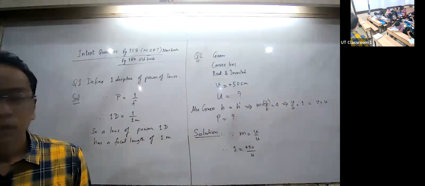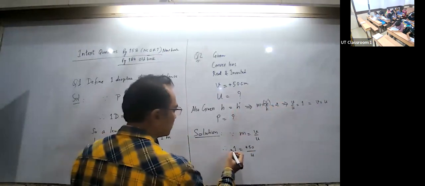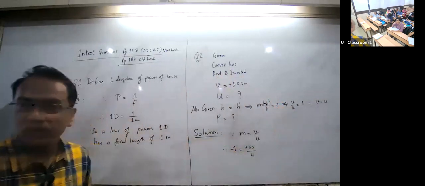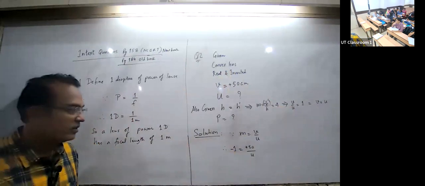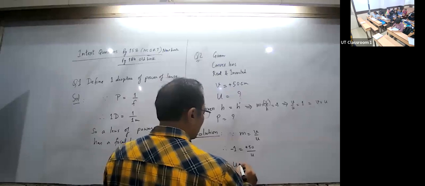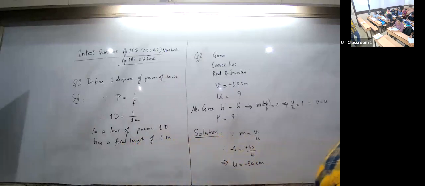Okay? Real and inverted, so m will be negative. Because it is given as real, you have to take the m sign as negative. Okay? So therefore, what do you have? This means u is equal to minus 50 centimeters. This is what we were expecting. So in this question, we have not used the lens formula. Only logically, from the given data, we have been able to obtain the object position.